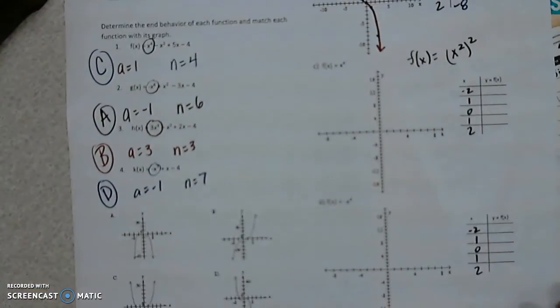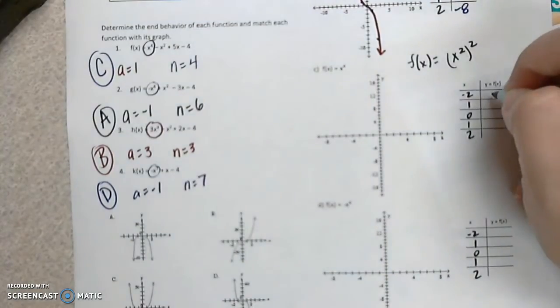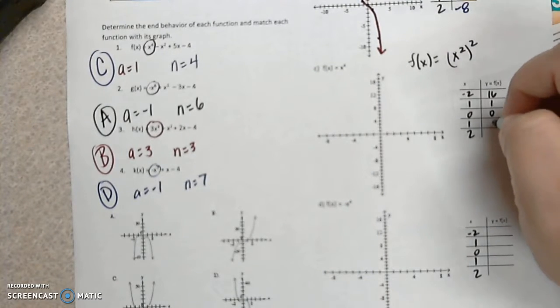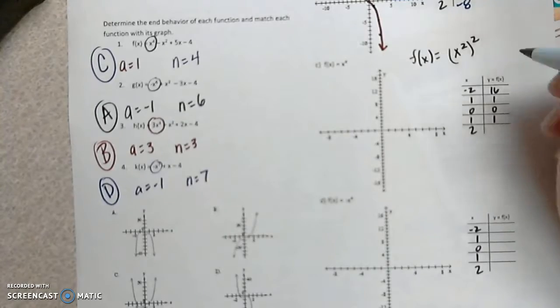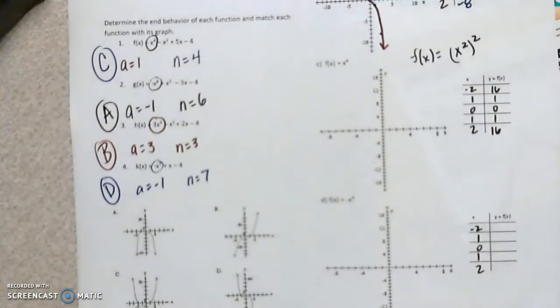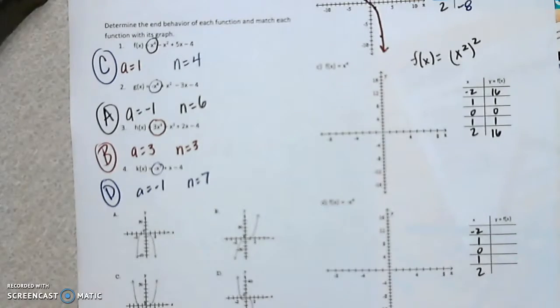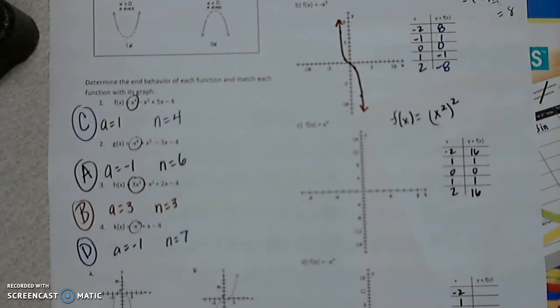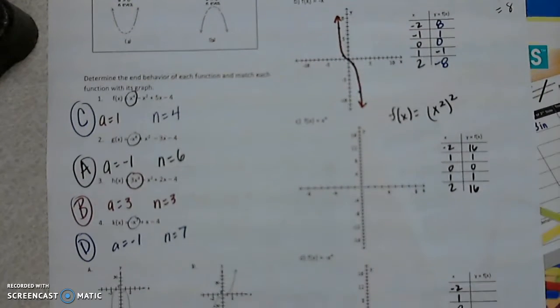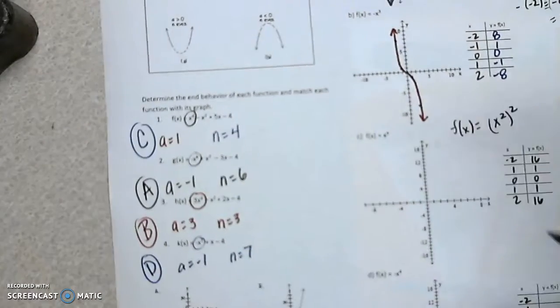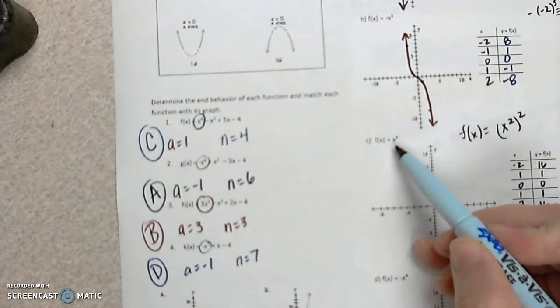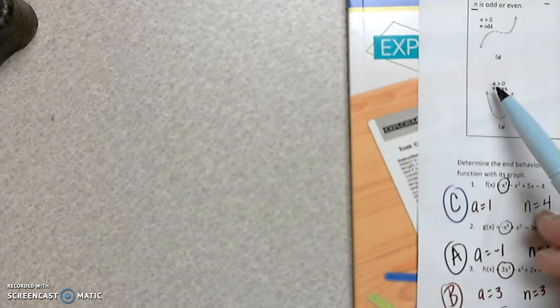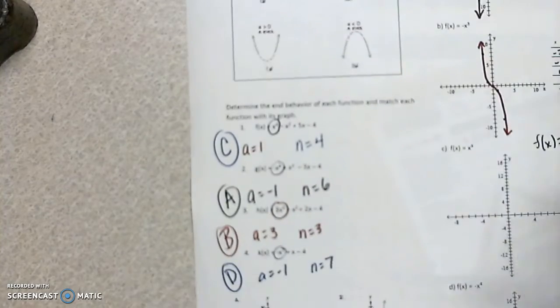I'm going to fill them in. Negative 2 to the 4th power would be 16, 1, 0, 1, and then 16. All I did was raise all those numbers to the 4th power. Make sure when you put negative 2 in the calculator to the 4th power that you put negative 2 in parentheses to be sure that you get the correct value. When I graph those, my leading coefficient is positive and my exponent is even. So my graph should look like this, both ends pointing up.